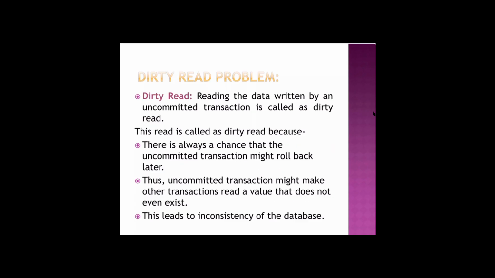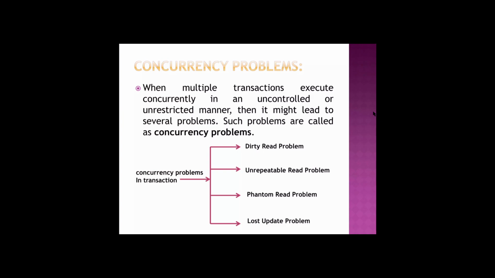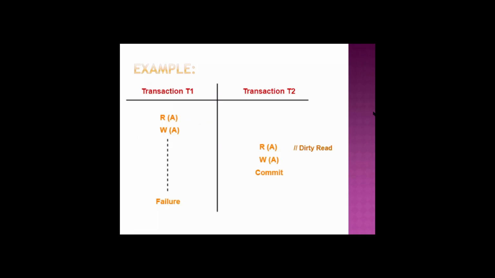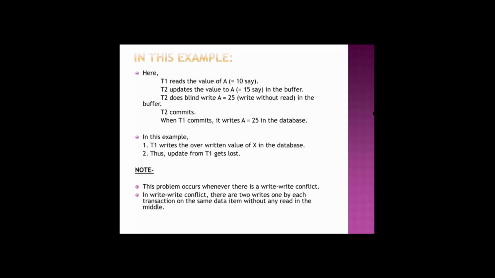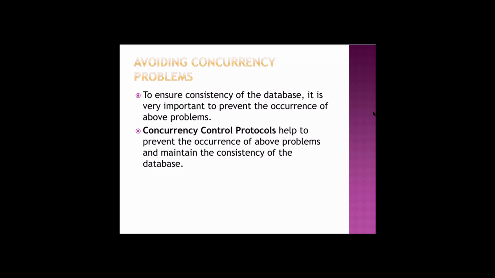These are again the dirty read problem, unrepeatable read problem, phantom read problem, and lost update problem. These are the four problems that make the database inconsistent. To avoid inconsistency and ensure consistency in the database, it is very important to prevent the occurrence of these problems. Concurrency control protocols help to prevent the occurrence of the above problems and maintain the consistency of the database. So that's all for this video. Hope it helps. Thank you.